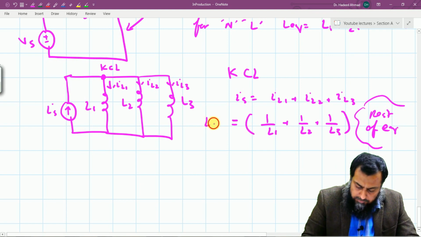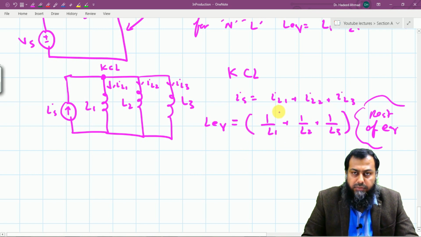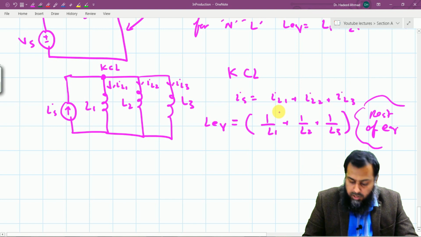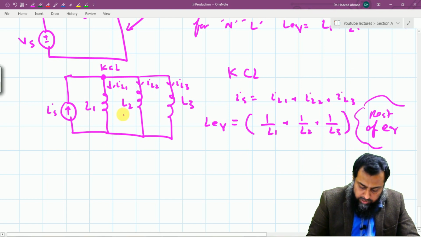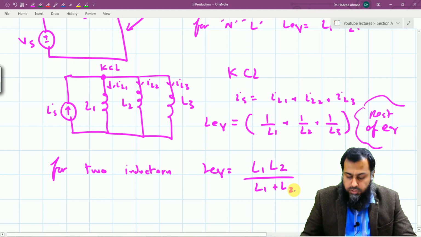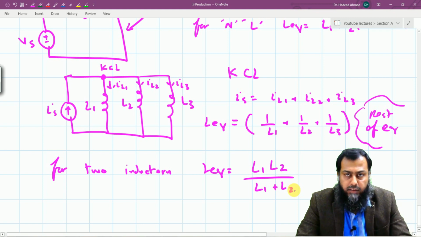So here the L equivalent is behaving exactly the same way the resistances behave. For two inductors, L equivalent is equal to L1 L2 divided by L1 plus L2. So this is how we can simplify a given circuit based only on the value of the inductance.